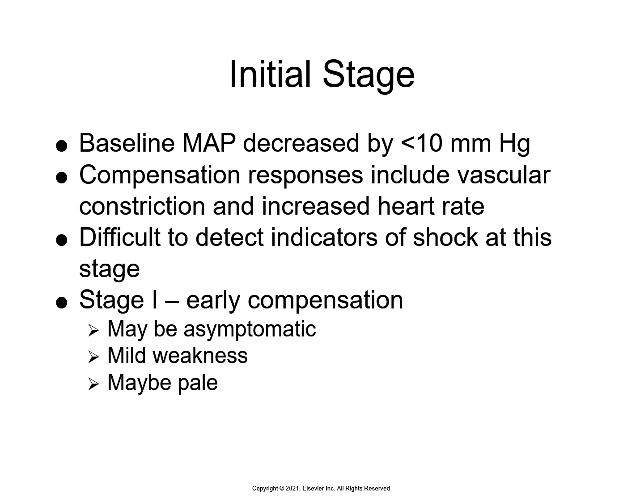In the initial stage of shock, you're not going to see a whole lot of compensatory things going on. The MAP, your mean arterial pressure, may decrease just a little bit, by less than 10 millimeters of mercury. You may have some vascular constriction and a little increase in the heart rate, but it's really difficult to see these indicators of shock at this stage. It's very, very early compensation. They may be asymptomatic, they may have mild weakness, and they might be a little bit pale.